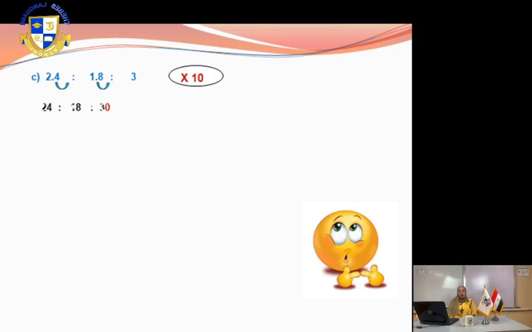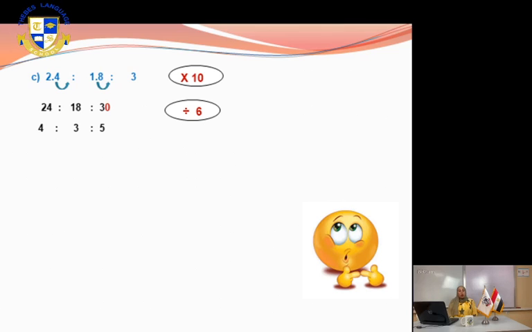Letter C, 2.4 to 1.8 to 3. Here I have two numbers, each of them a decimal number. Okay, count. Each number has how many decimal digits? Just one. So I'll multiply by 10. Multiply the three terms. So it will become 24 to 18 to 30. I know 3 was a whole number, but I must multiply it by 10. Now, simplified, it will be 4 to 3 to 5.